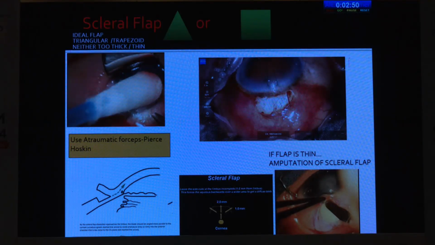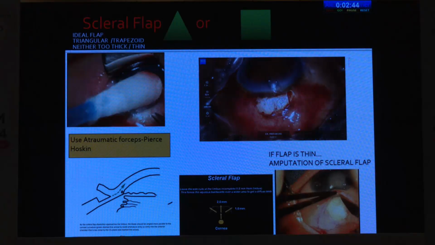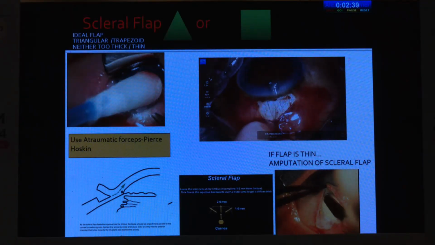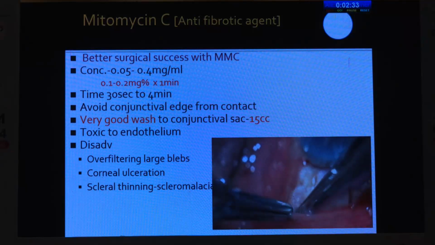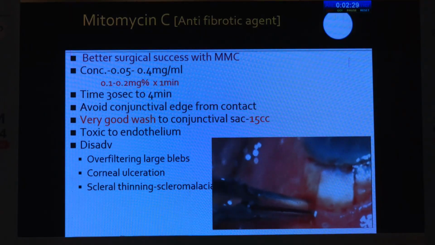And if by chance you do have an amputation of the flap, you can always suture there. And coming to the rectangular one, I prefer to do this, a 4 mm and a 4 mm behind. Mitomycin C should be in a low dose for a longer time, say maybe 2 to 3 minutes.